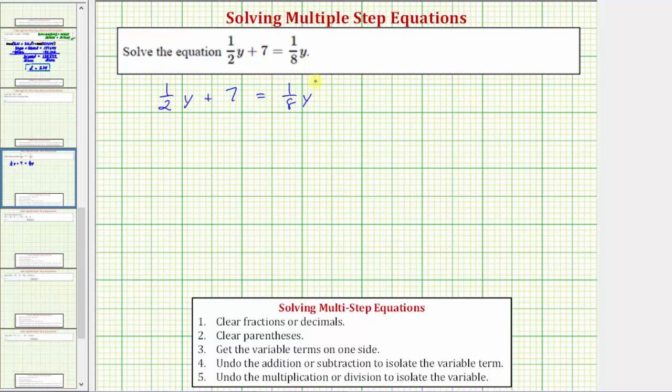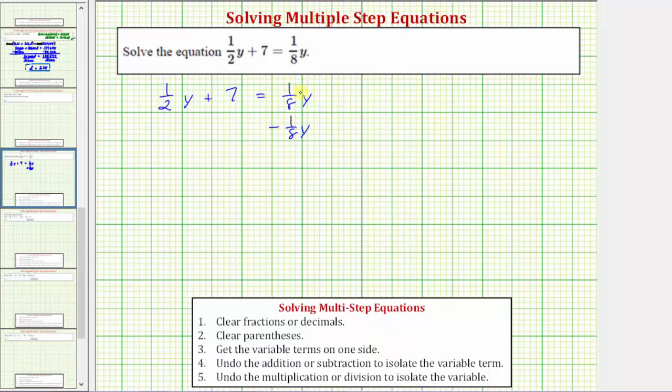Again, if our goal is to isolate y on one side of the equation, we don't want y terms on both sides of the equation, which means we need to eliminate the 1/2 y on the left side of the equation, or eliminate the 1/8 y on the right side of the equation. Most prefer to have the variables on the left side of the equation, so let's undo this 1/8 y by subtracting 1/8 y on both sides of the equation. Notice subtracting 1/8 y will undo the positive 1/8 y.